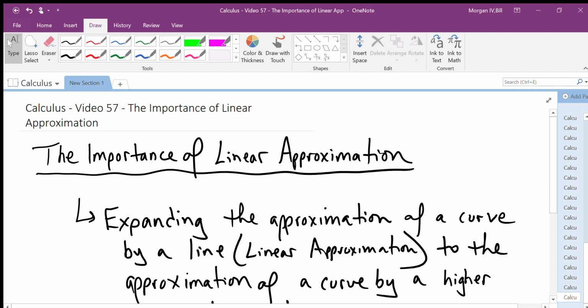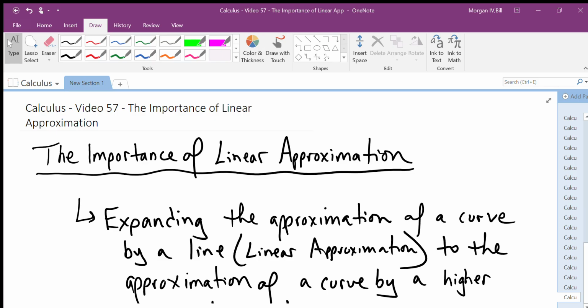Calculus video 57, the importance of linear approximation. So we've discussed linear approximation in the last couple of videos, but why is it so important? Well, the idea doesn't stop. The idea of estimating a curve doesn't stop with just lines, right? So what we're going to try and do here is expand the approximation of a curve by a line. That's what we've been doing, linear approximation.